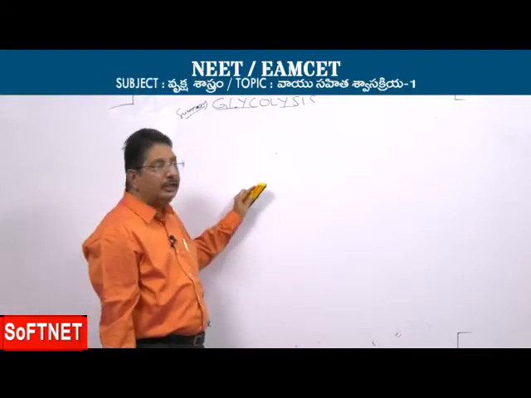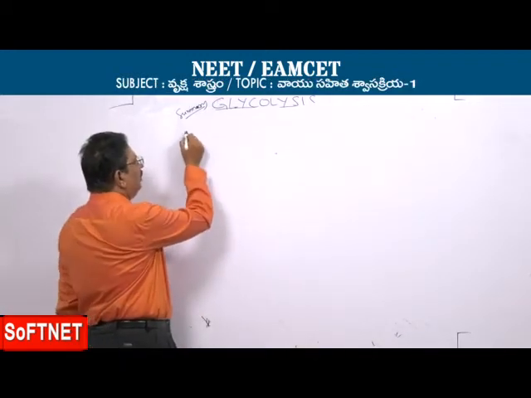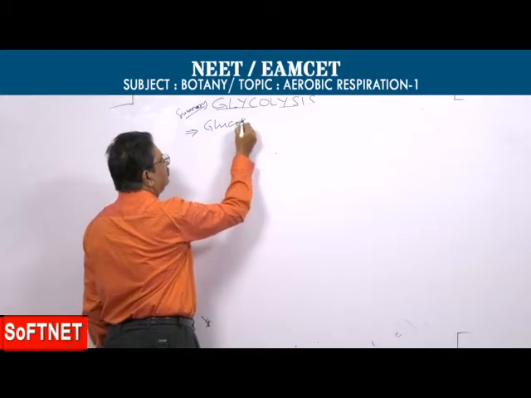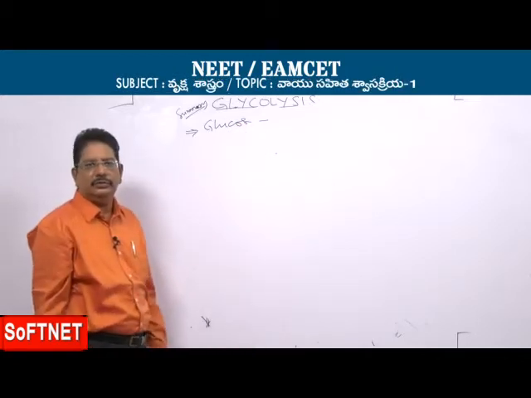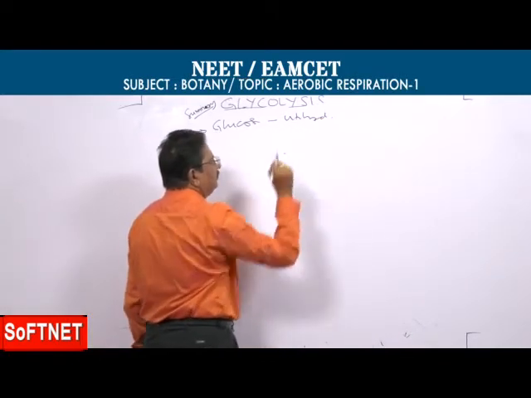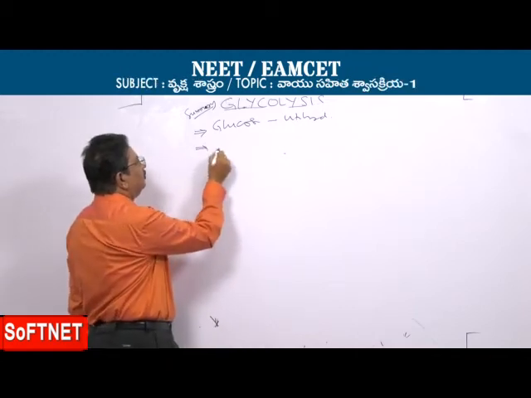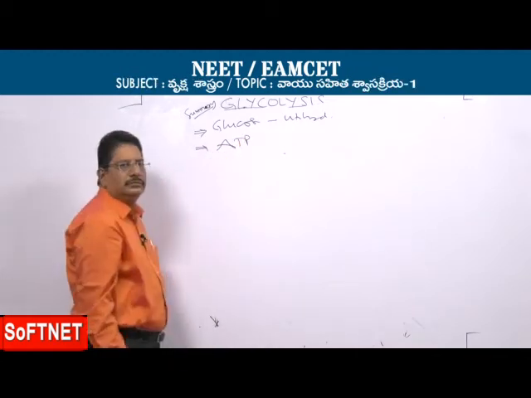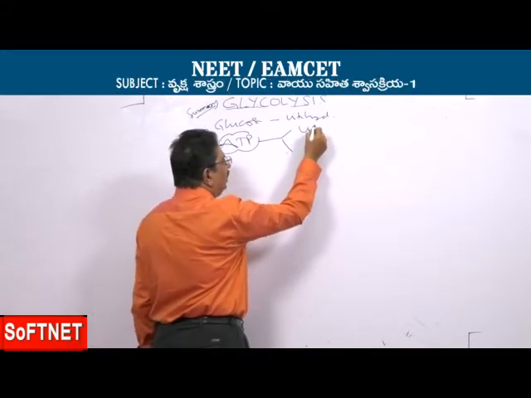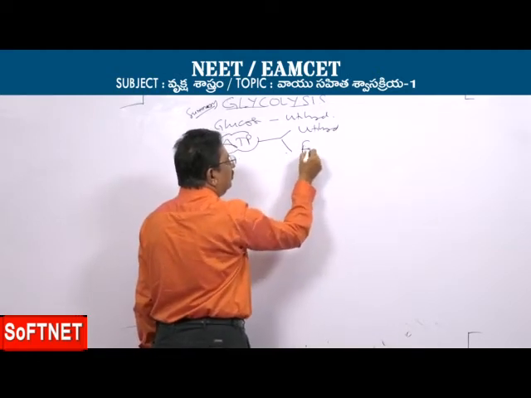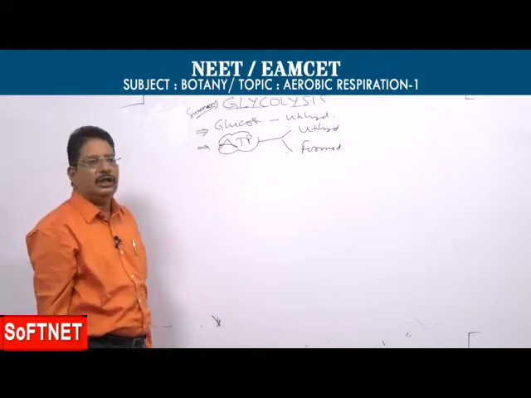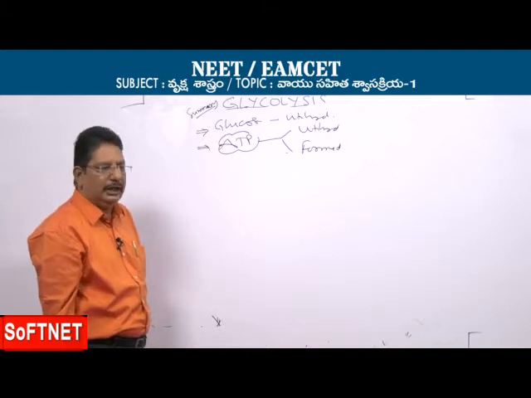So, let us take the summary of glycolysis. What are the points in glycolysis? During glycolysis, is glucose synthesized or consumed? Definitely it is utilized. Glucose is utilized. And during glycolysis, what about ATP? ATP molecules during glycolysis are utilized and also formed. So, both formation of ATP and utilization of ATP occur during glycolysis.